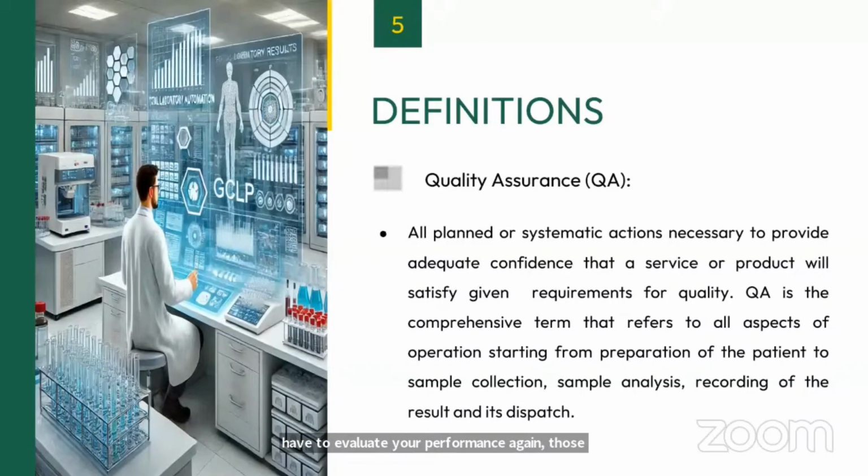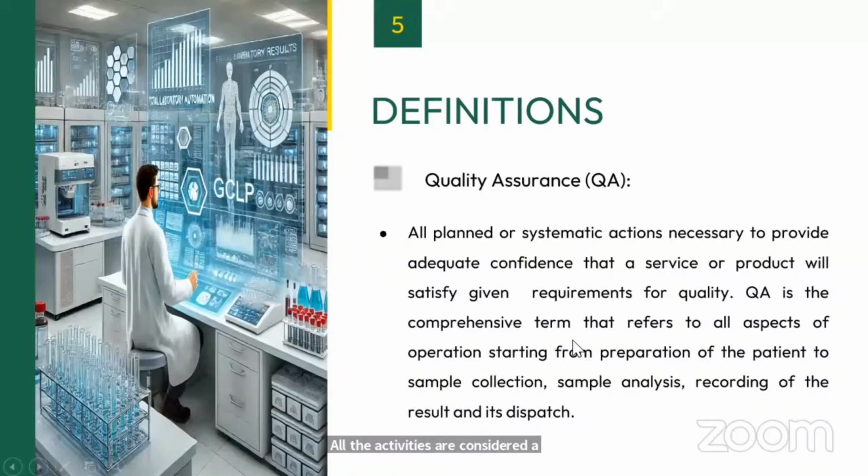After quality control, the next terminology is quality assurance. What is the difference between quality control and quality assurance? Quality assurance is all planned and systematic actions necessary to provide adequate confidence that a service or product will satisfy given requirements for quality. It doesn't only include the quality control activity, but goes beyond, to the other supportive activities required to produce a satisfactory product or deliver a satisfactory service. All those activities are considered under quality assurance.